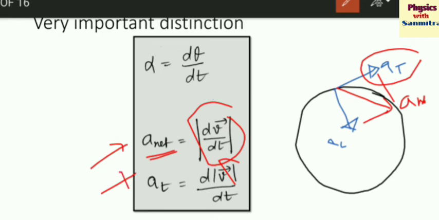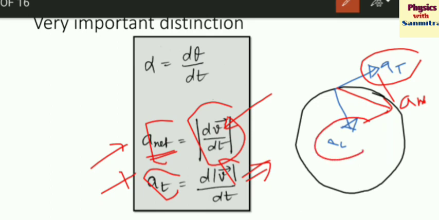For now, just understand that AT, tangential acceleration, is responsible for the change in speed. It is not responsible for the change in direction, but the velocity vector has both direction and speed. So I can say that A net will be responsible for changing both, because it has two components. For changing direction, this AC, and for changing speed, that is AT, and both resultant will give me A net.